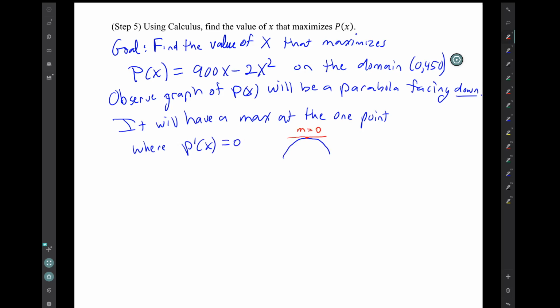So the graph will have one place where p prime equals 0, and that's going to be the location of the max. As long as that's in this interval, we'll have to see. So our strategy should be find p prime, set p prime equal to 0, solve for x, and as long as x is in this interval, we can be assured that that's the location of the max.